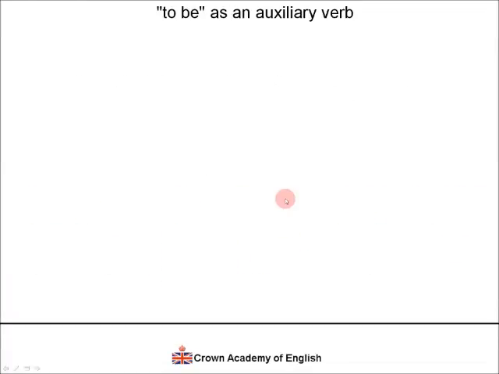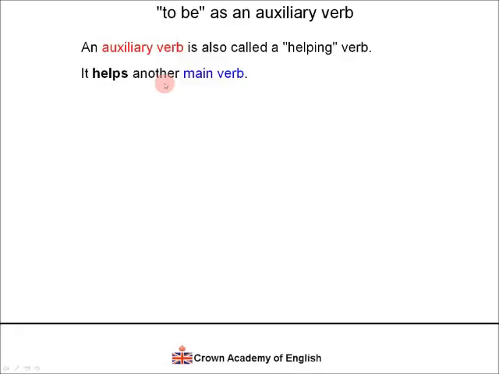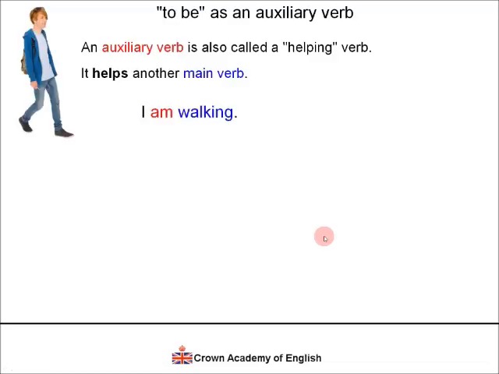Now let's look at to be as an auxiliary verb. An auxiliary verb is also called a helping verb because it helps another main verb. Let's look at an example. I am walking. So here we have I am, is the verb to be. This is the auxiliary verb, and it is helping the main verb walking.